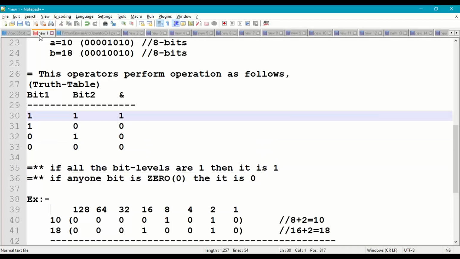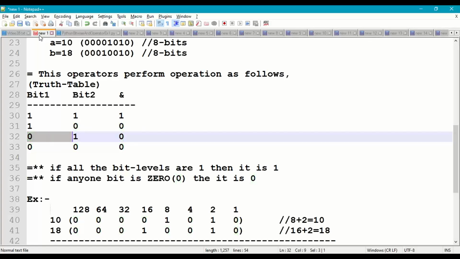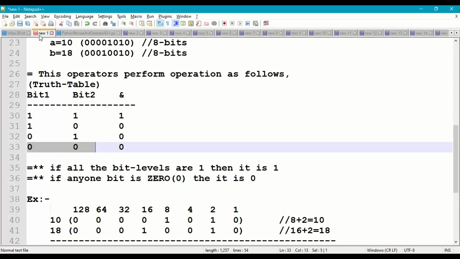Coming to bit 1, bit 2: 1, 1, the answer is 1. Next, 1, 0: the second bit is 0, so the answer is 0. Third case, the first bit is 0, the second bit is 1: the answer is 0 because the first bit is 0. Next, 0, 0: both the bits are 0, so the answer is 0.